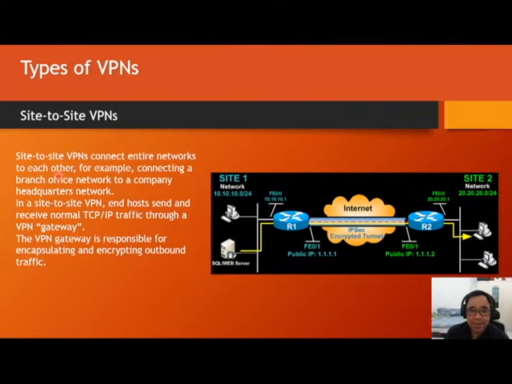Site-to-site VPN. Site-to-site VPNs connect entire networks to each other, for example, connecting a branch office network to a company headquarters network. So in a site-to-site VPN, end hosts send and receive normal TCP/IP traffic through a VPN gateway. The VPN gateway is responsible for encapsulating and encrypting outbound traffic.